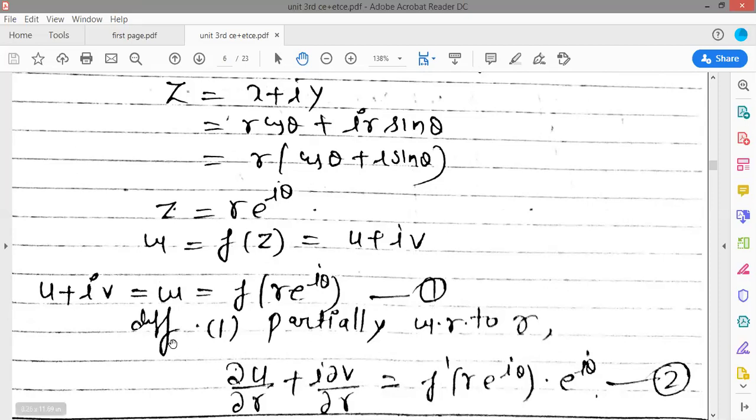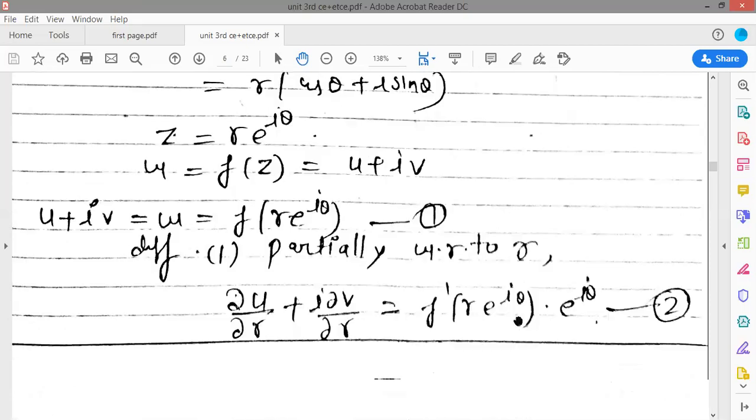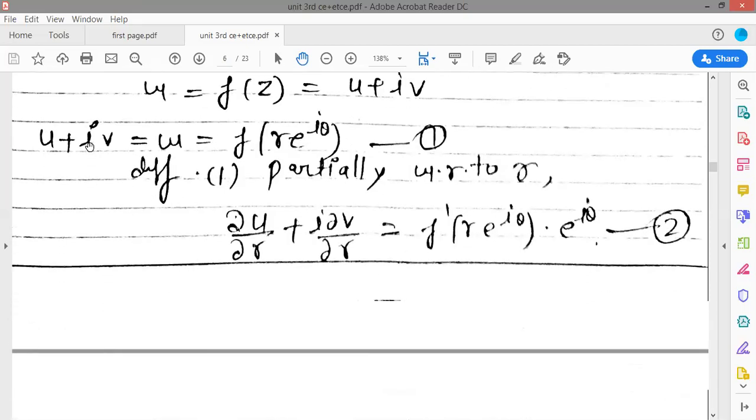Now differentiate first partially with respect to r. Then del u upon del r plus i del v upon del r is equal to f' of r e to the power i theta into the derivative of r e to the power i theta. Differentiating r gives 1, and e to the power i theta stays as it is. This is your equation second.